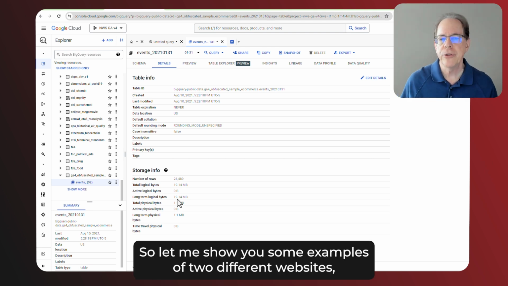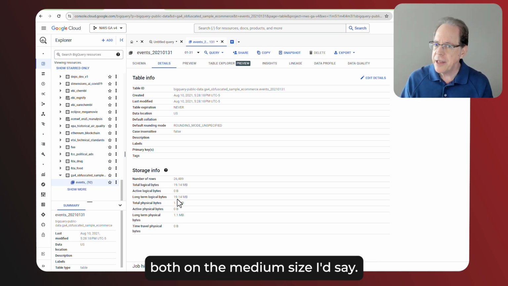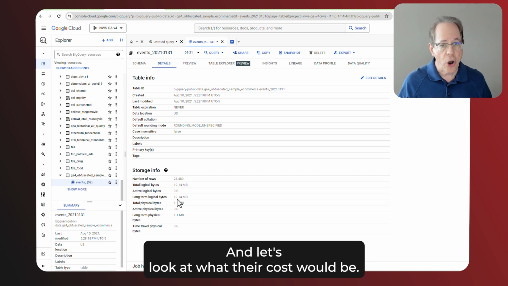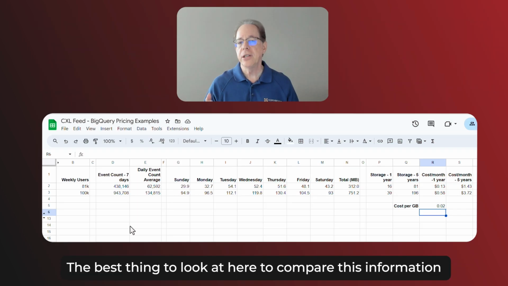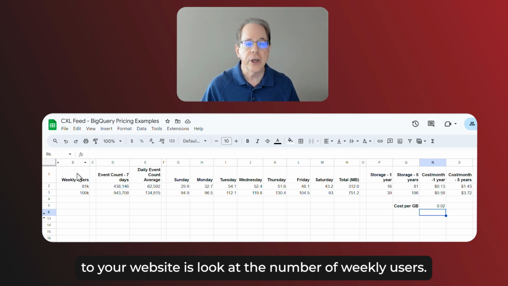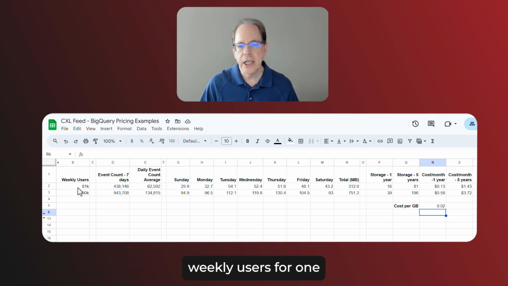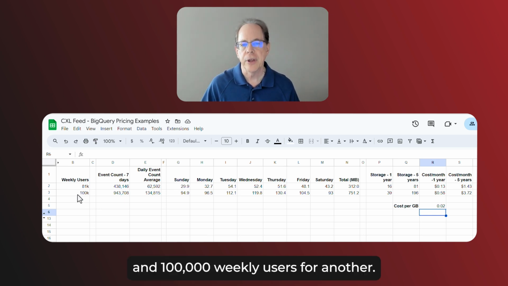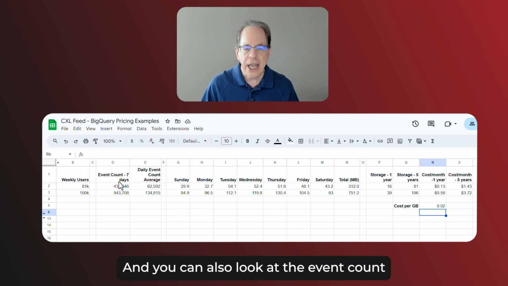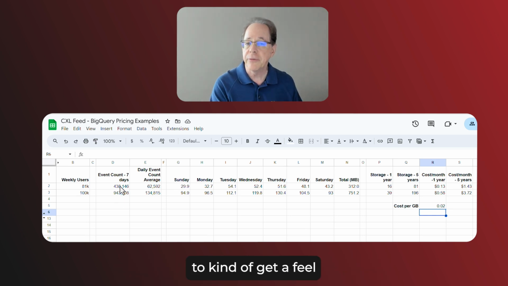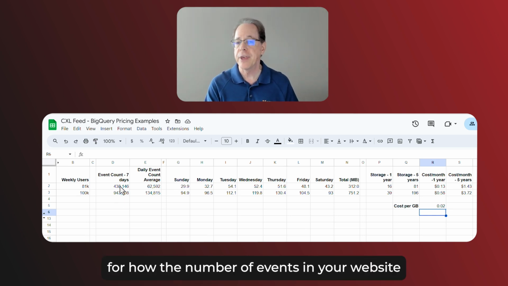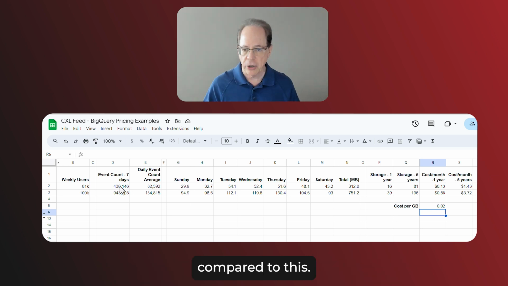So let me show you some examples of two different websites, both on the medium size, I'd say, and let's look at what their cost would be. The best thing to look at here to compare this information to your website is the number of weekly users. These two are medium-sized businesses, 81,000 weekly users for one and 100,000 weekly users for another. And you could also look at the event count to get a feel for how the number of events in your website compare to this.